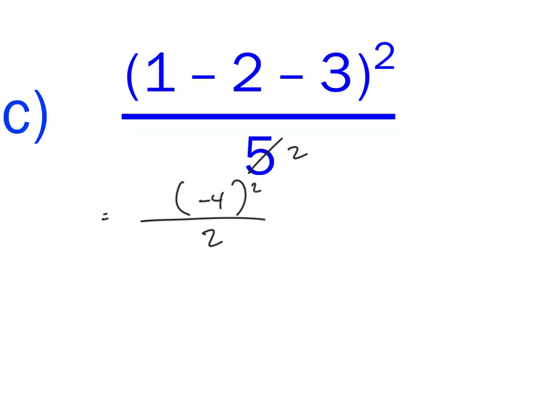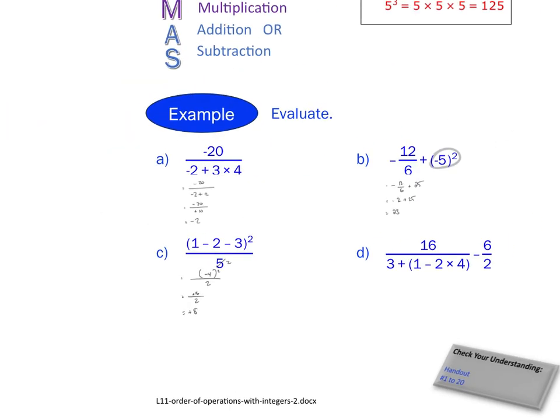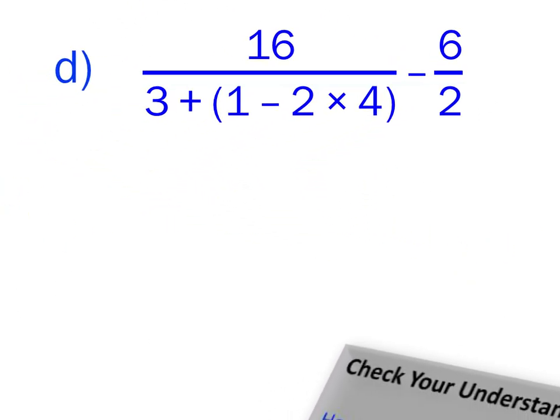So it's -4 squared. Now what do we do next? Exponents. What is -4 squared? +16. +16 over 2. What's that? +8. There you go. Done. All right, next question. This one's a doozy.